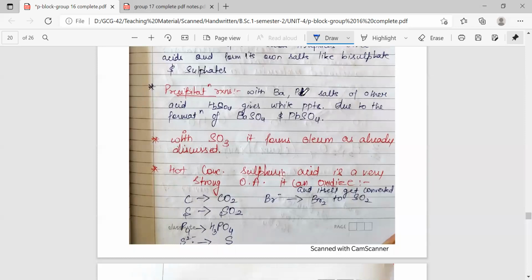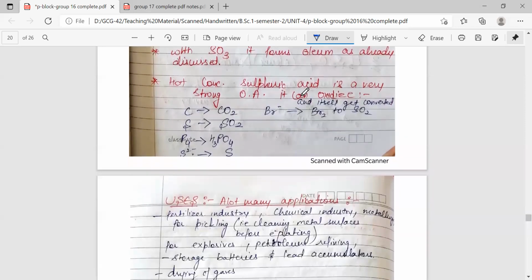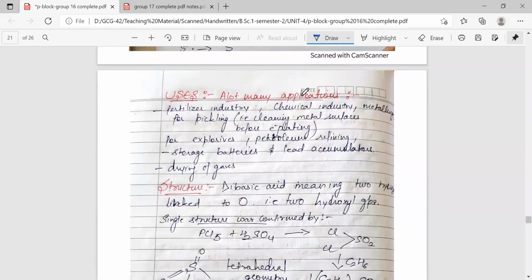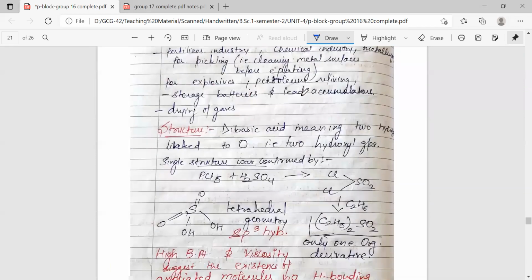It can oxidize carbon to carbon dioxide, sulfur to sulfur dioxide, phosphorus to phosphoric acid, sulfide to sulfur, and bromide ion to bromine, and itself undergoes reduction to SO2. Coming to its uses, many applications are there. It is used in the fertilizer industry, chemical industry, metallurgy, for pickling, for explosives, for petroleum refining, storage batteries, lead accumulators. These are some of its many uses. It is also used for drying of gases.